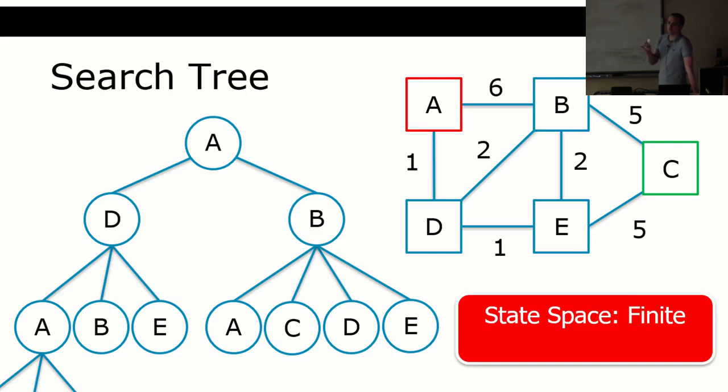So in problems that we'll be looking at, the state space is finite, right? So we only have 5 states in our state space over here in the problem. So that's going to be finite, but the search tree is infinite. Because if we were just to naively expand nodes here without being careful, we could go from A to D to A to D to A, just back and forth forever and ever. So the search tree of this particular problem is infinite, but the state space is finite.